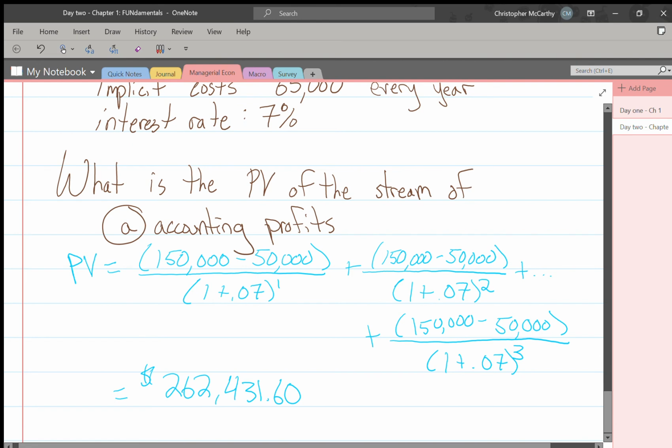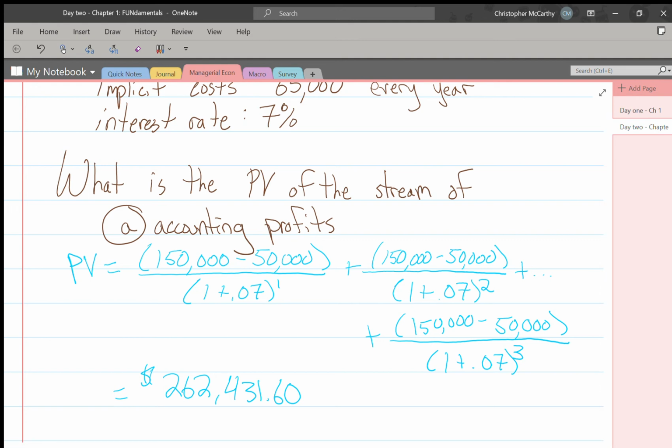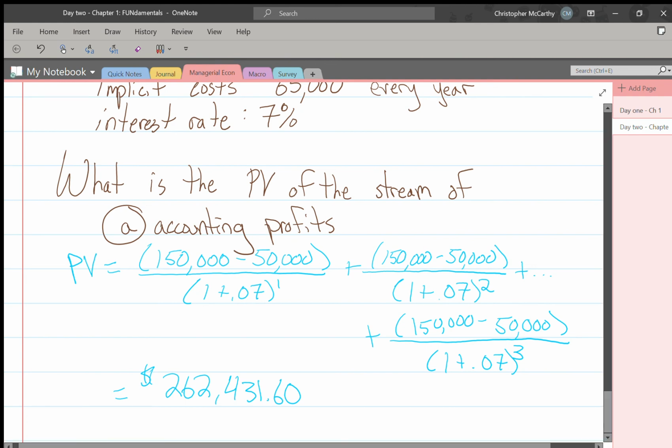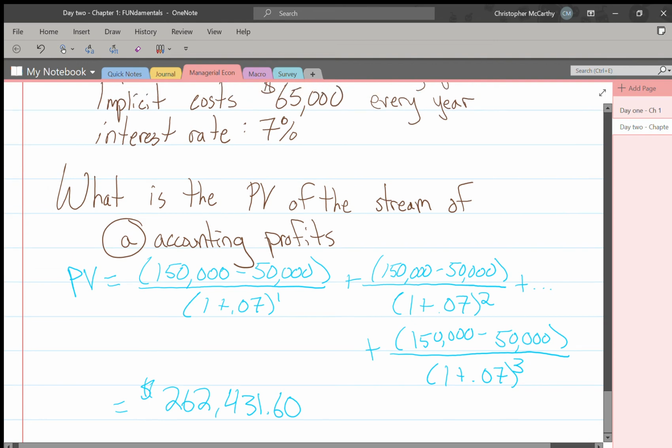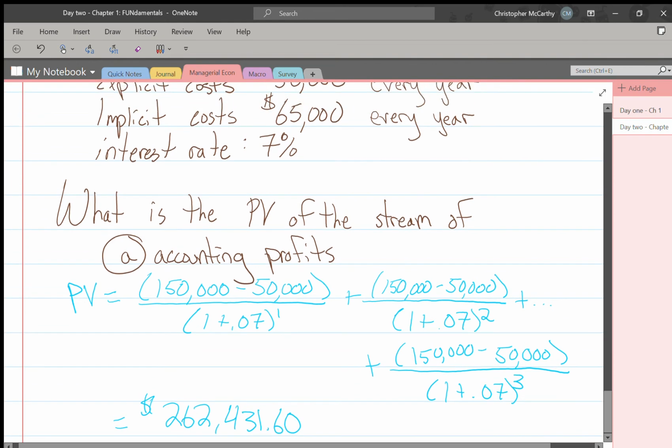And so how do we pass this through our sniff test? Well, every year they're making $100,000. So $100,000 times 3 is $300,000. Is this less than $300,000? Yes, it is. All right, cool. Sounds good. Now go ahead and do it for the stream of economic profits. If our implicit costs are $65,000 every year, what's our economic profit?